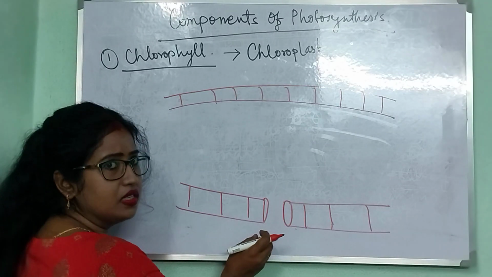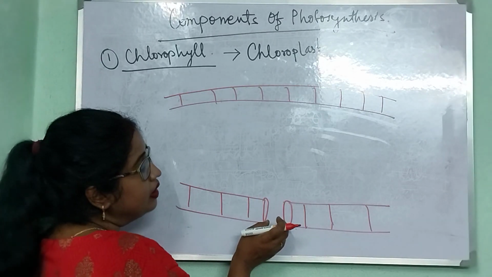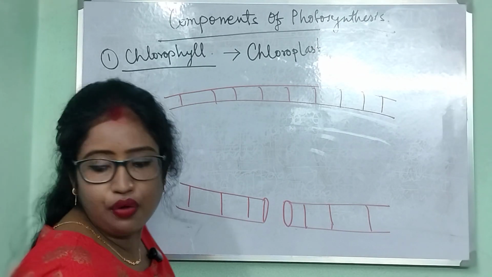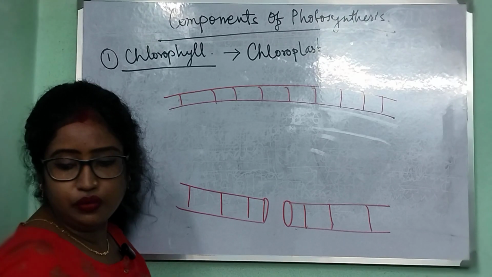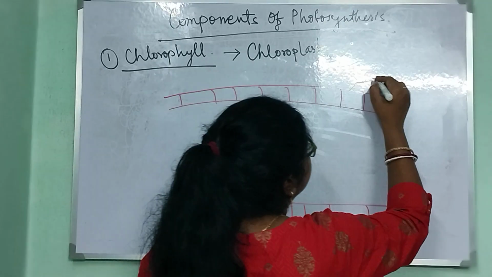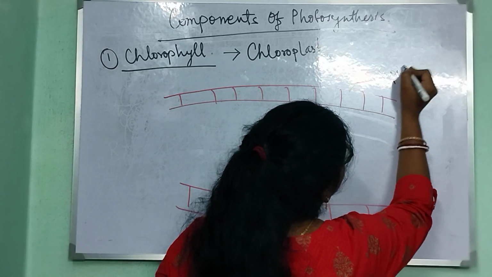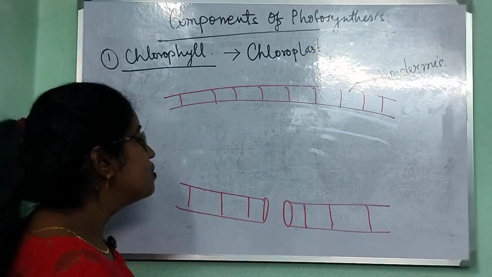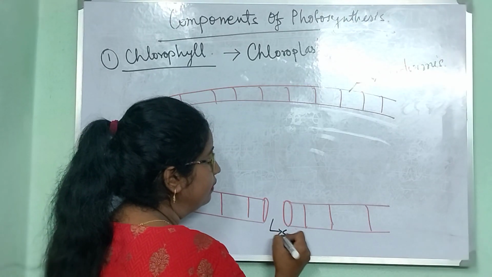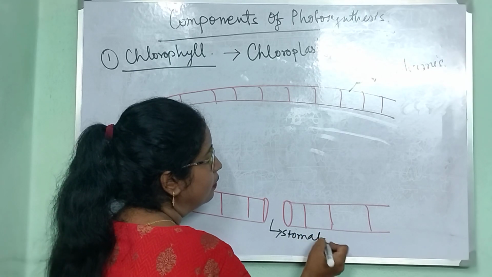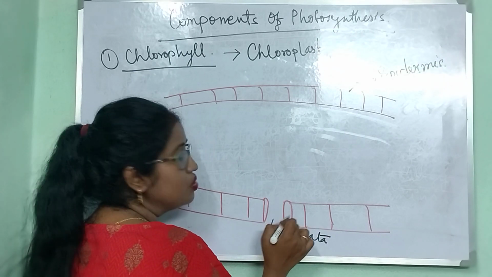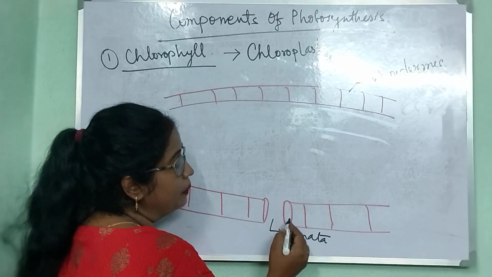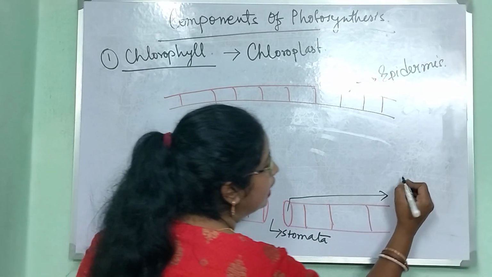There are some openings in its lower surface, known as stomata. We discussed stomata in the previous class also. So the outermost layer of a plant leaf is known as the epidermis, and this opening is known as stomata. The two cells present at the stomatal opening are known as guard cells.